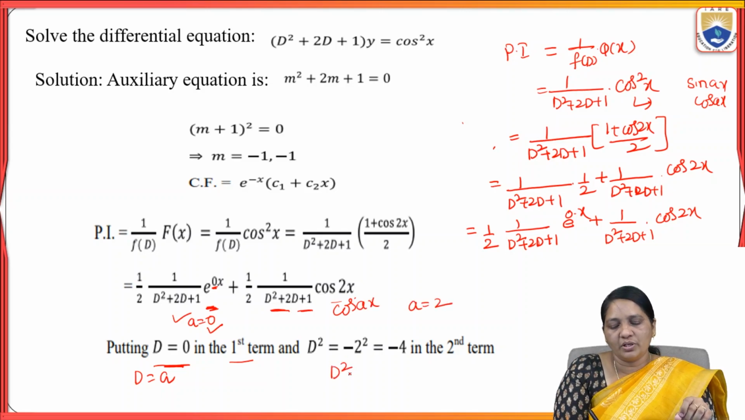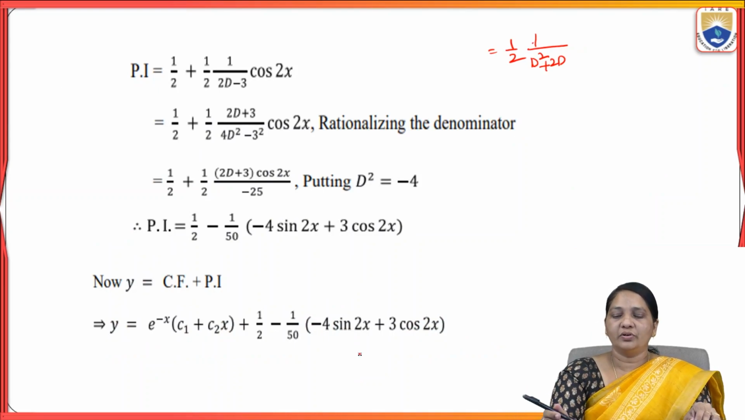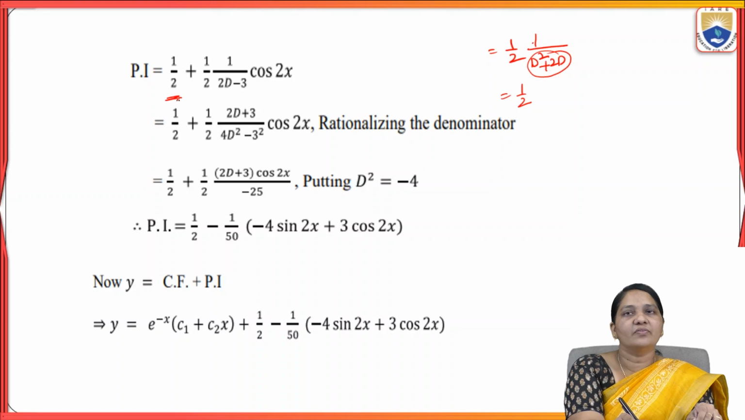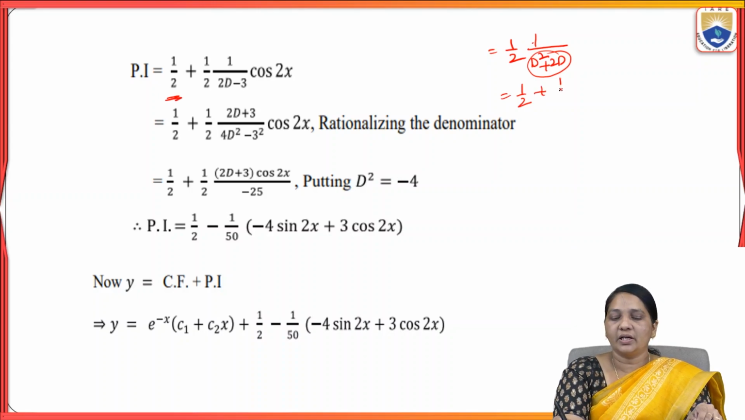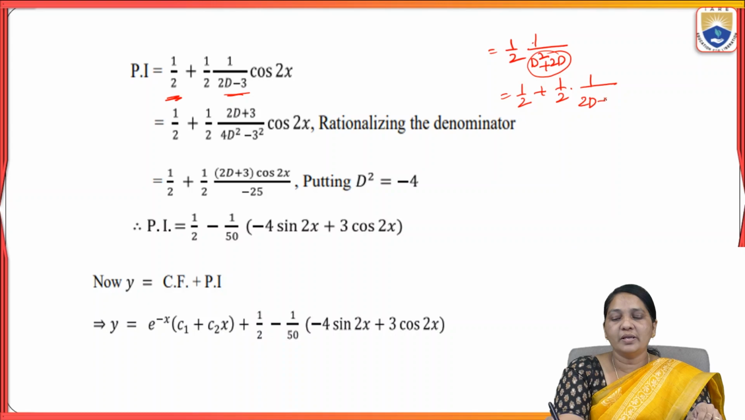So here we have to replace D square equal to minus a square, that is minus 4, in the second term. Now we are writing the value: 1 by 2, and in place of D we are replacing 0. So this total term is 1. So 1 by 2 I am getting for the first term. Next, for the second term, 1 by 2 into 1 by, in place of D square, minus 4. After simplification I am getting 1 by 2D minus 3 into cos 2x.